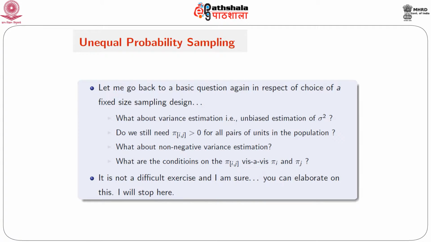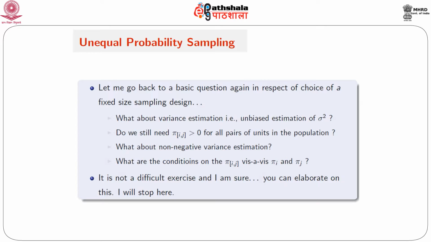Let me go back to the basic question again in respect of choice of a fixed size sampling design. What about variance estimation? That means unbiased estimation of sigma square. Do we still need pi ij positive for all pairs of units in the population? What about non-negative variance estimation? What are the conditions on the pi ij's vis-a-vis pi i and pi j? It is not a difficult exercise, and I am sure you can elaborate on this. So these are the things coming up.